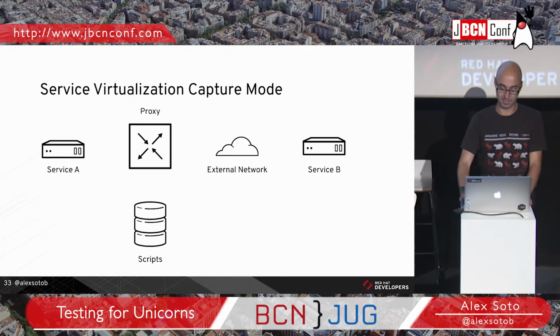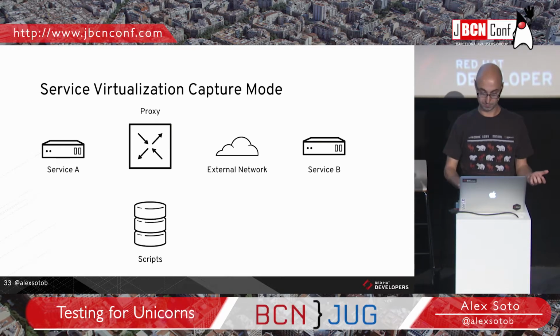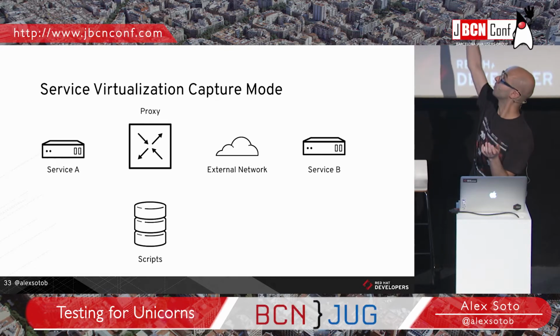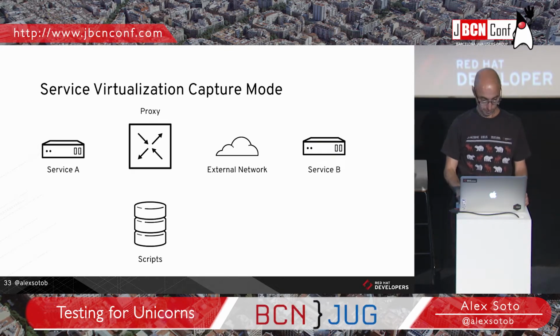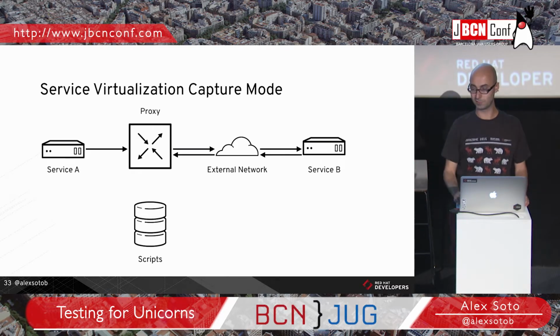In capture mode, what's happening is that you have service A that needs to communicate with service B. I mean, at the end, it's your test. It's running in service A, and you want to communicate with service B. So what you do is, first of all, connect to this proxy. And this proxy just passes through the request to the real service. The service receives the request, and then sends a response.